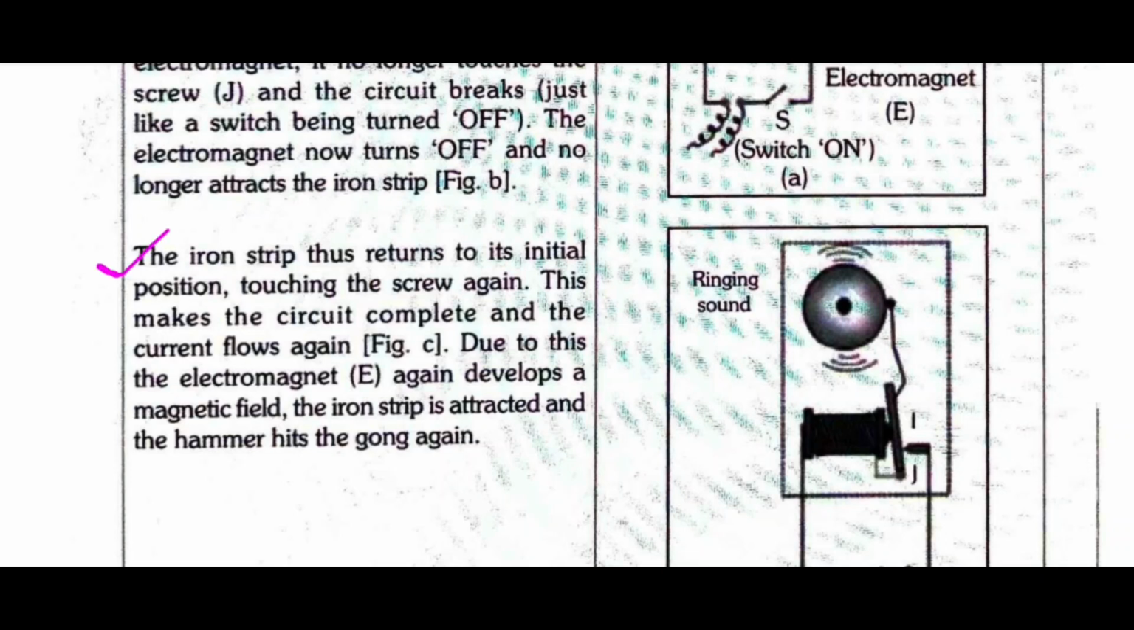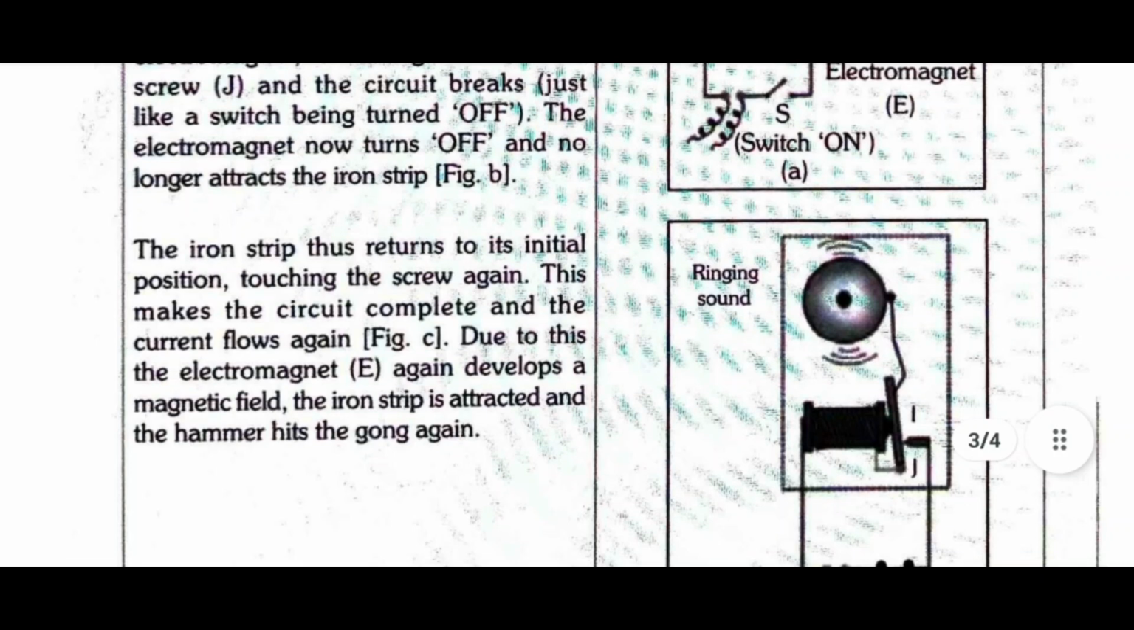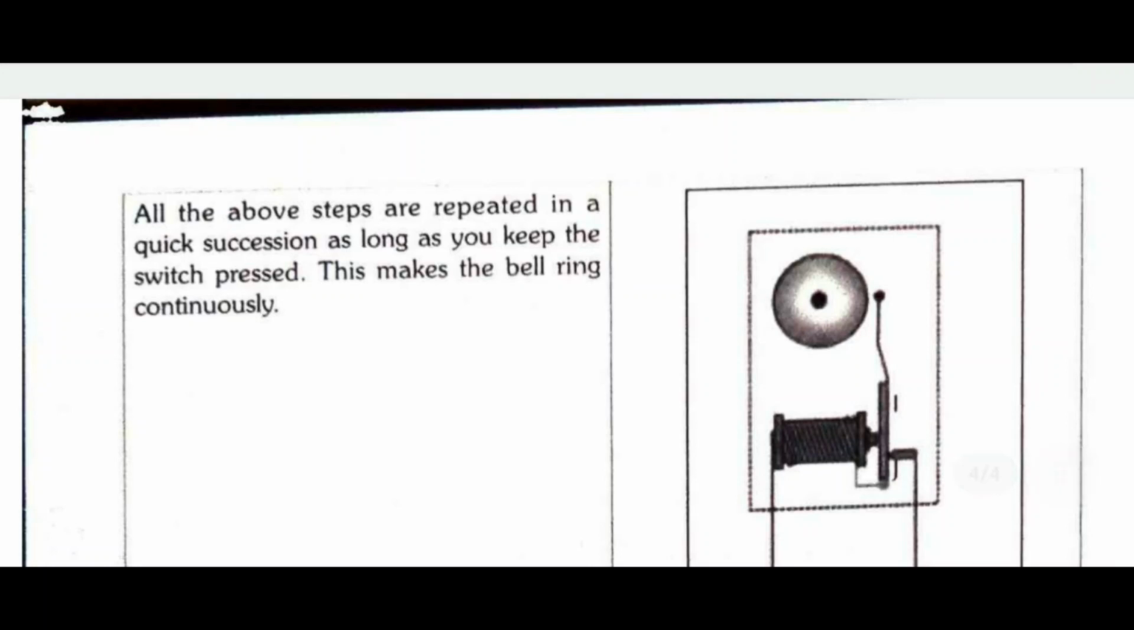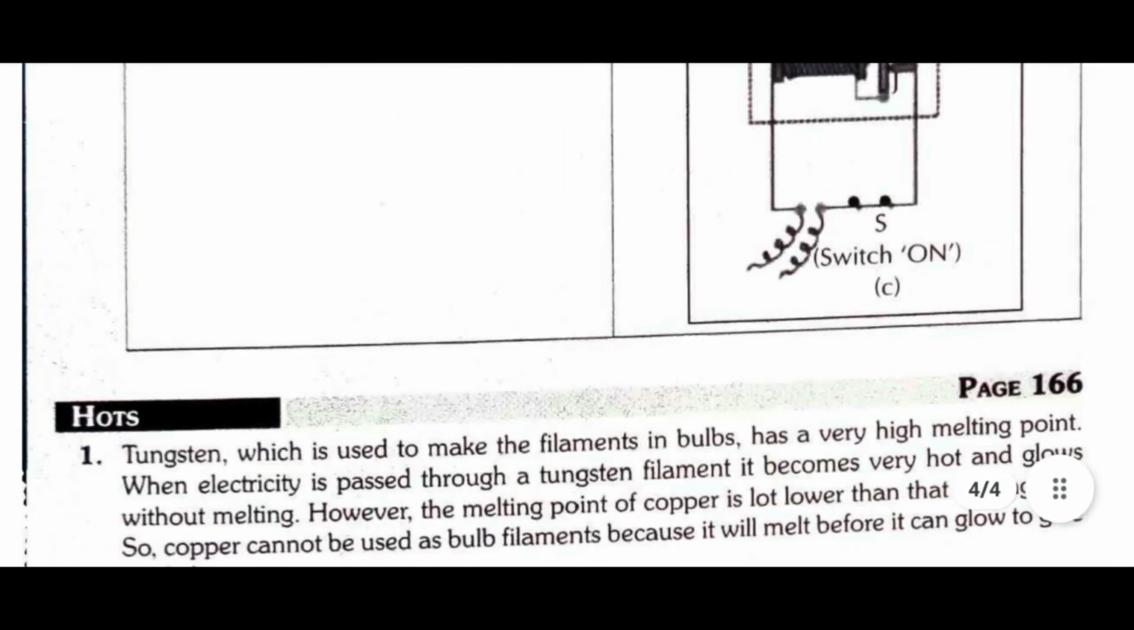The iron strip thus returns to its initial position, touching the screw again. This makes the circuit complete and the current flows again. Due to this, the electromagnet again develops a magnetic field and the iron strip is attracted, the hammer hits the gong again. So on this principle the bell rings. All the above steps are repeated in quick succession as long as you keep the switch pressed. This makes the bell ring continuously. All this work happens in a very short period.